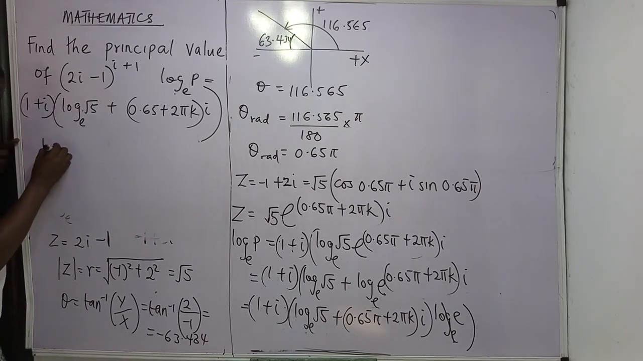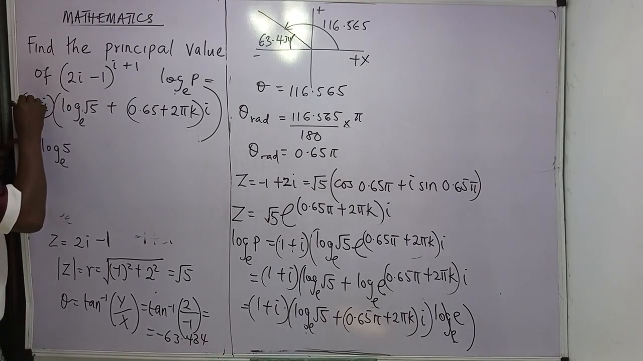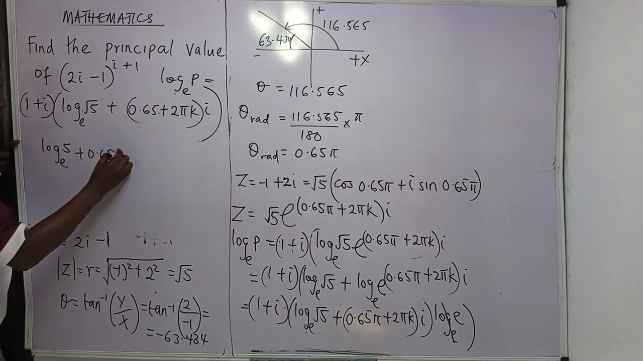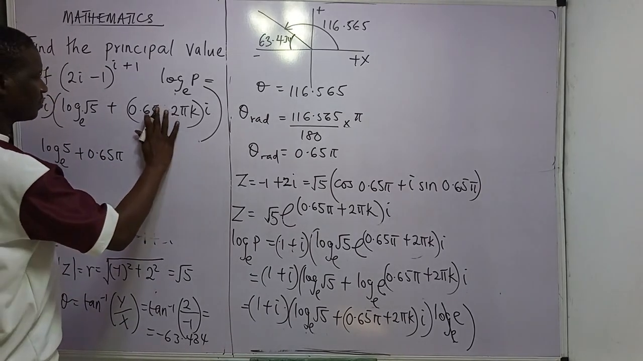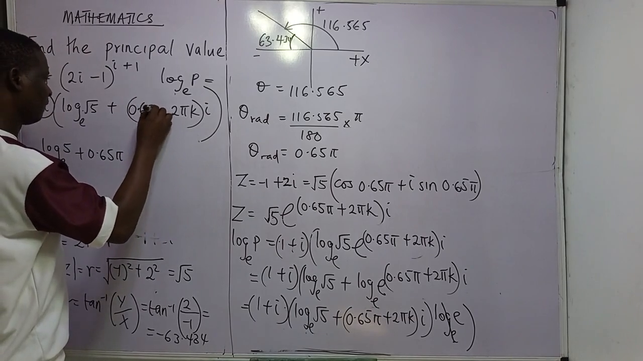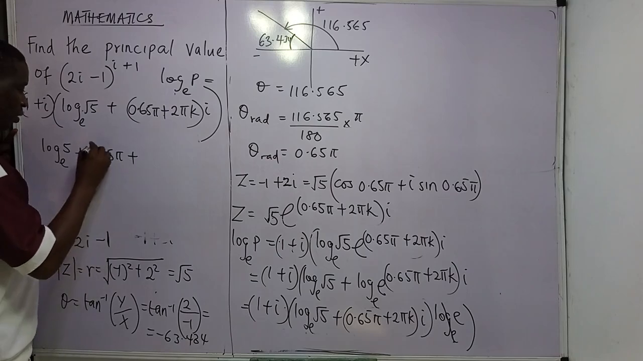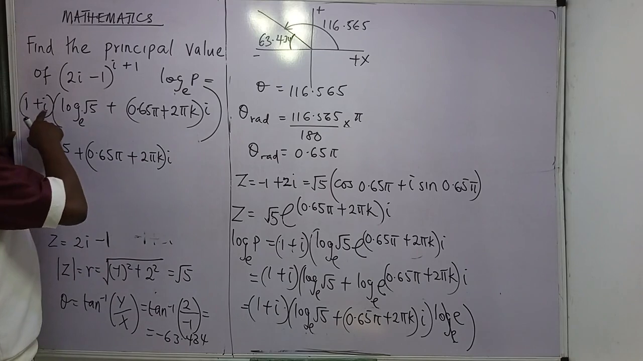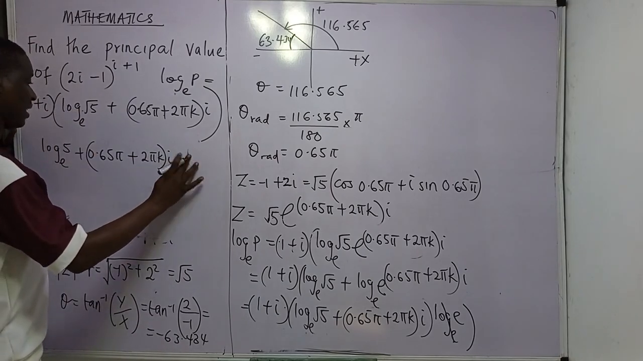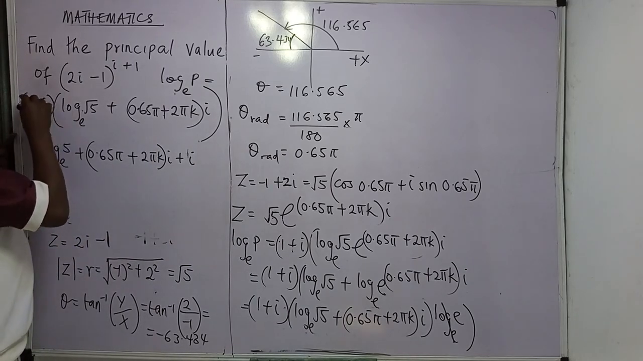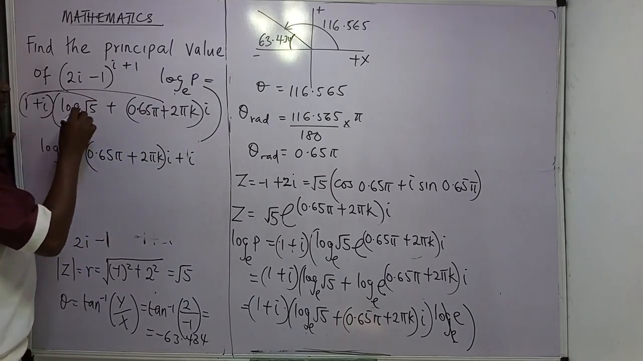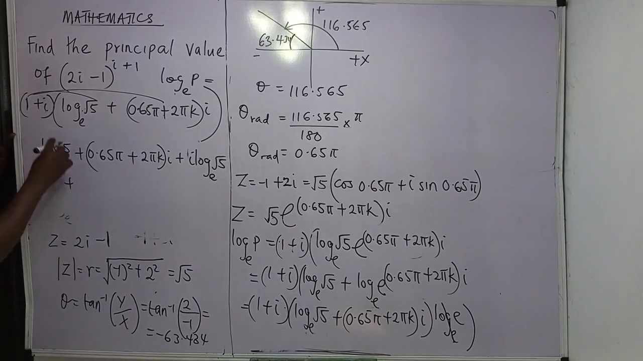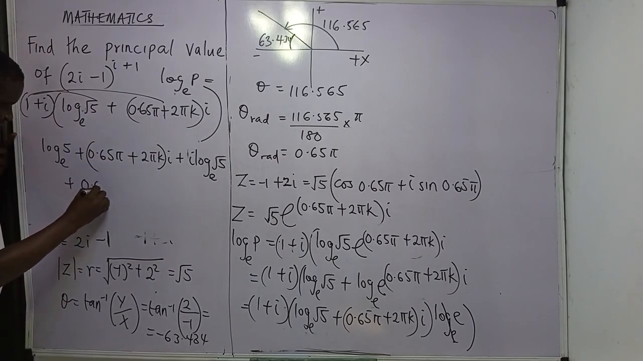This multiplied by, we have log to base e to the power of root 5. 1 multiplied by this, I would have plus 0.65 pi plus what? 2 pi k i. Then this multiplied by this, I would have a plus i multiplied by this now. We have done this. So i multiplied by this, I would have i log to base e to the power square root of 5, plus i multiplied by this, I would have 0.65.